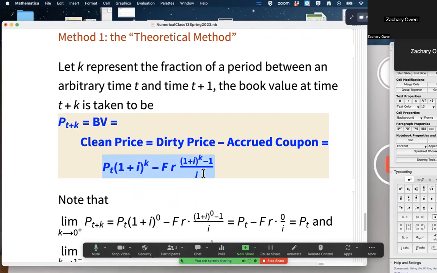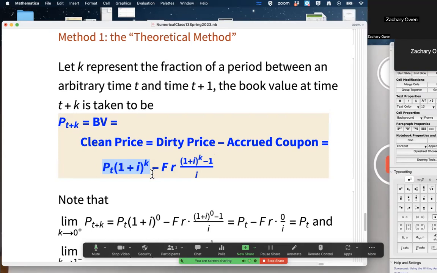The formula says do this for the theoretical method. The clean price, the accounting thing you put in your books, is this expression, which is called the dirty price, minus this expression, which is called the accrued coupon. Where do these formulas come from? The dirty price formula is a little easier to understand.